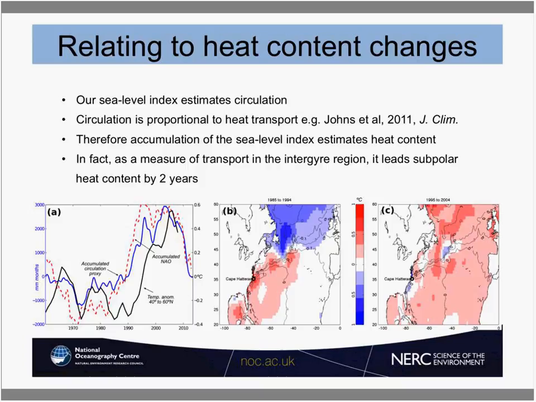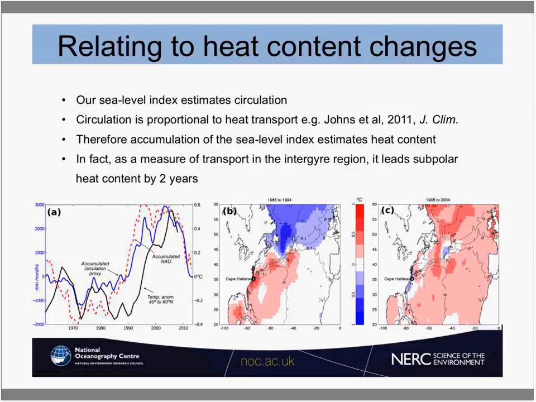We can relate these heat transport changes to the heat content changes north of this latitude. That's what we're showing here. We've got our sea level index in the blue line. We relate it forward in time, so you transport in time to give you a heat content estimate. And that relates very closely to the black line, which is the weighted temperature anomaly in the top 500 meters from 40 to 60 north.